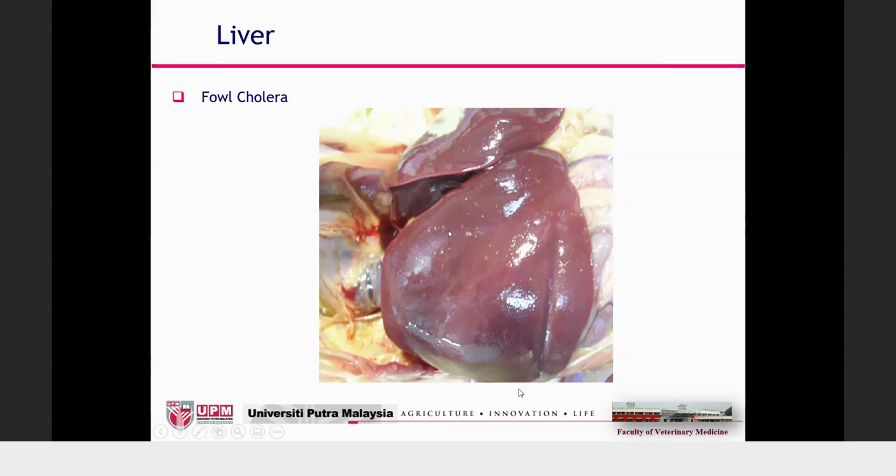And this is very important also in chicken. You can see fowl cholera. In fowl cholera, it's very typical. You can see pinpoint necrosis of the liver. Recently, I had a case of suspected fowl cholera, but confirmed positive with molecular detection by PCR. Very typical lesion, very nice. We can see those types of necrosis and so on and so forth.